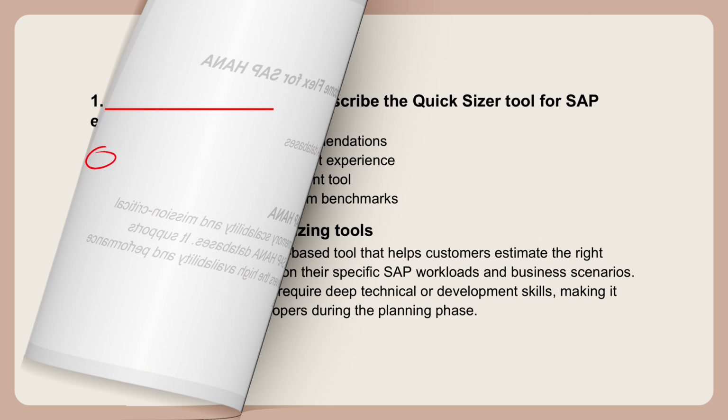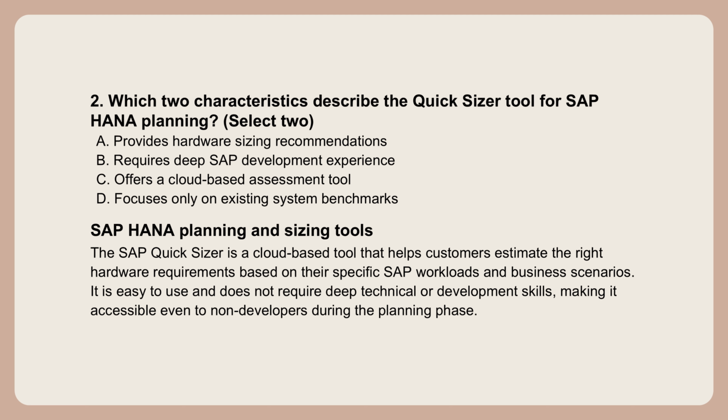Okay, moving on. Next question takes us into planning. Which two characteristics describe the Quick Sizer tool for SAP HANA planning? The quick sizer. Yes. The answers are: provides hardware sizing recommendations, and offers a cloud-based assessment tool. Sounds pretty helpful. Oh, it really is. Planning for SAP HANA can feel daunting. So many variables, right? Workloads, growth. Where do you even start?